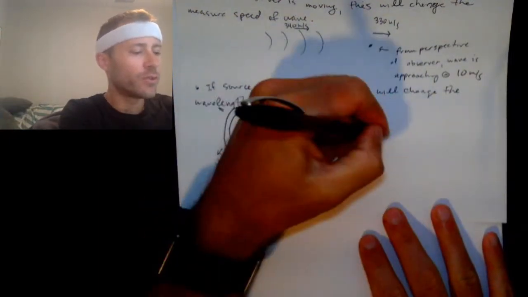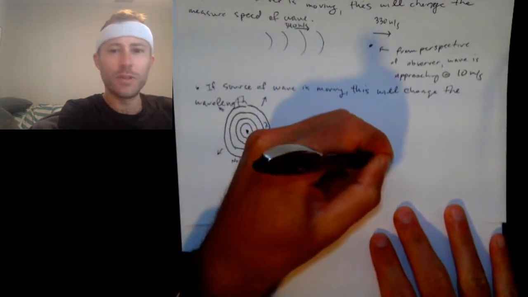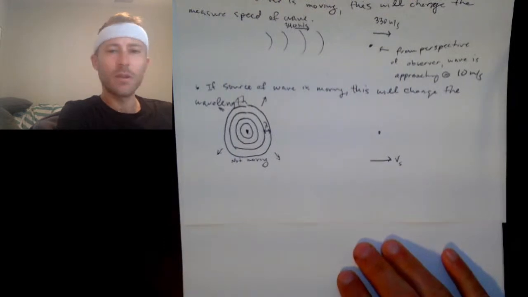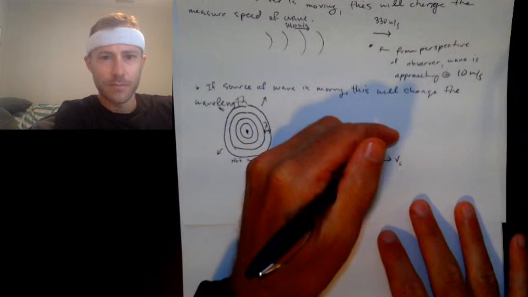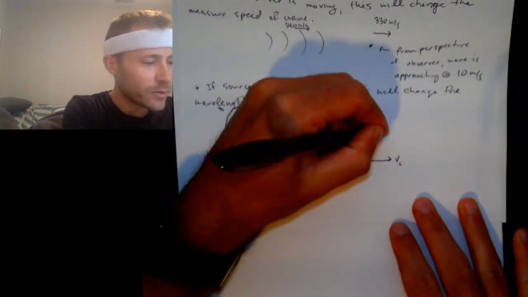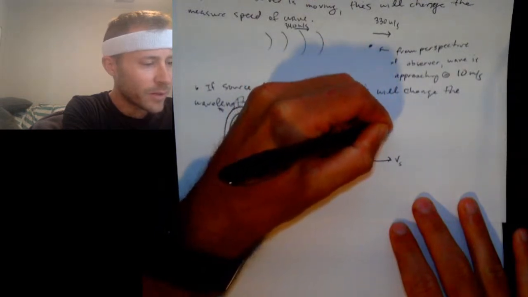But what if the source is now moving? So let's imagine that the source is moving in this direction. Then on the leading side of the source, the waves are going to be scrunched together. So I'll try and draw this as best I can.